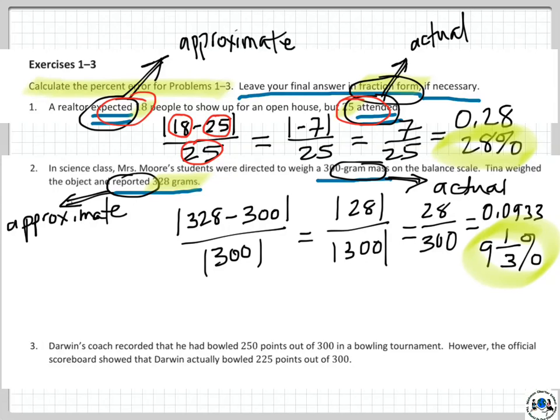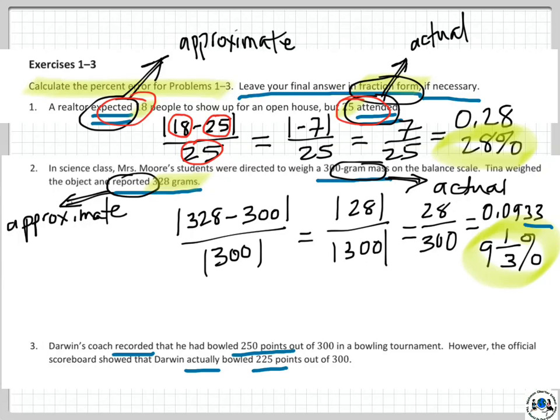So hopefully in the future, this is going to become automatic for you. If you see these repeating threes trailing off on your calculator when you get your decimal, you will know that we are talking about 1/3. Okay, 1/3%.